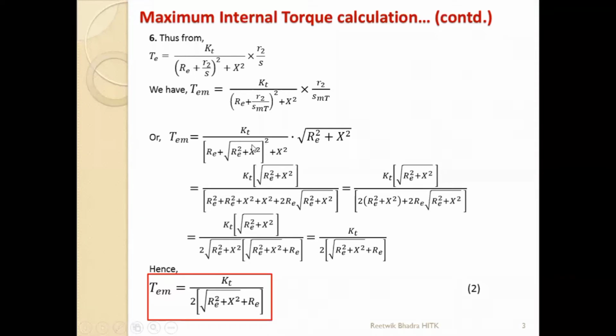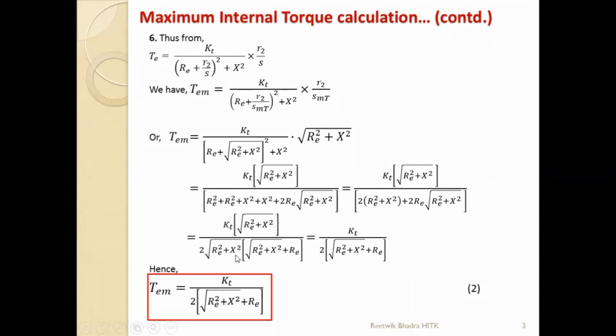Okay, the square root removes. Then you have another X square term written over here. Then 2AB, 2 into Re into root over Re square plus X square. So we are breaking this term into A plus B whole square, plus we are adding this X square term. So we'll get this expression. There are 2 Re squares, 2 X square, so I can take 2 common and write Re square plus X square plus 2 Re root over Re square plus X square. Now take 2 root over Re square plus X square in the denominator common.